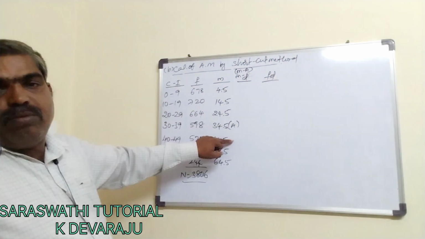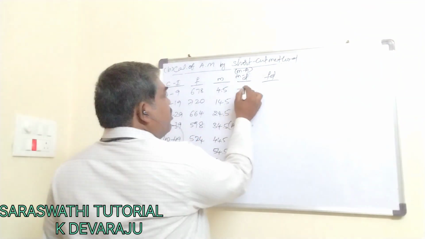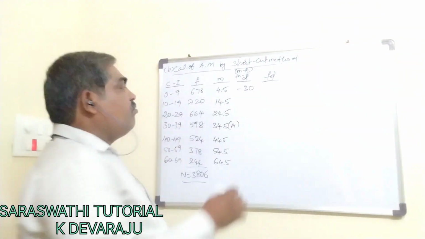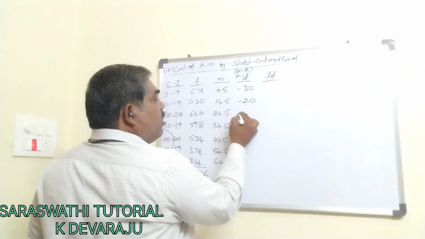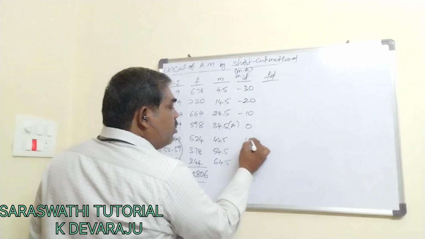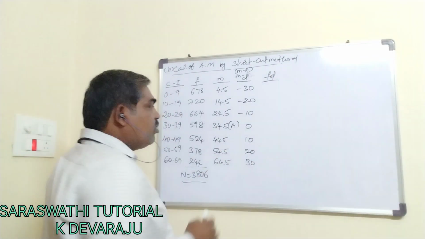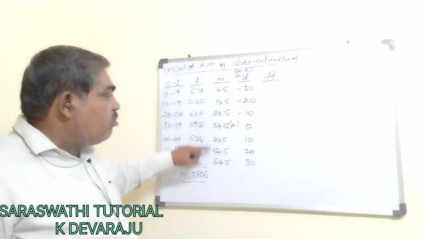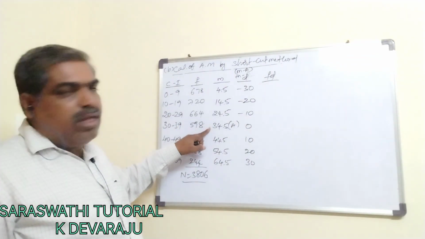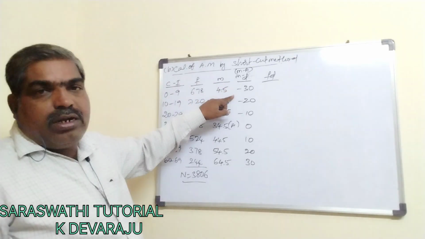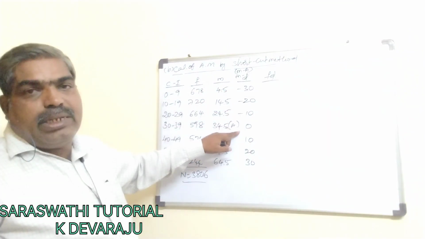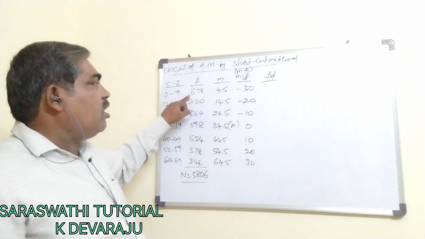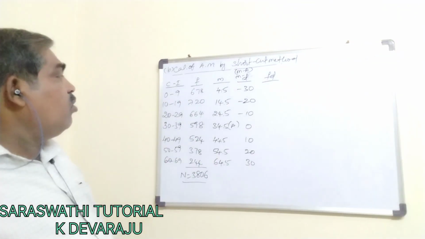14.5 minus 34.5 gives minus 20, and the first one gives minus 30. So minus 30, minus 20, minus 10, 0, 10, 20, 30. If you observe, this A value should be deducted from these mid values. Now F into D. These are the F. 678 into 30.